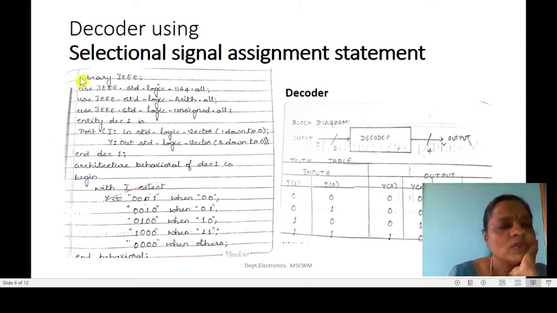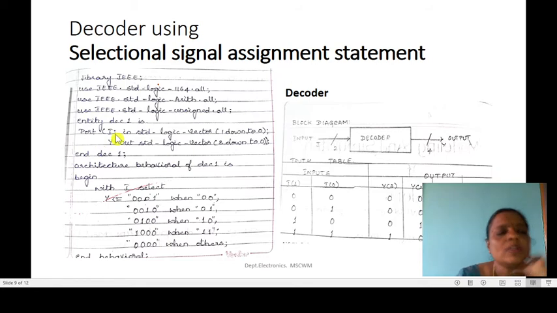All of you know first what we have to write. These 4 lines we have to write, and next let us write the entity part. I will explain how to write the entity part. I think all of you are very perfect with the entity part. It begins with the keyword entity. The name of the entity I have taken is decoder 1, and then is. Here no semicolon, no comma, no full stop. Next I have to write the port, which gives how many inputs and how many outputs we are going to write here.